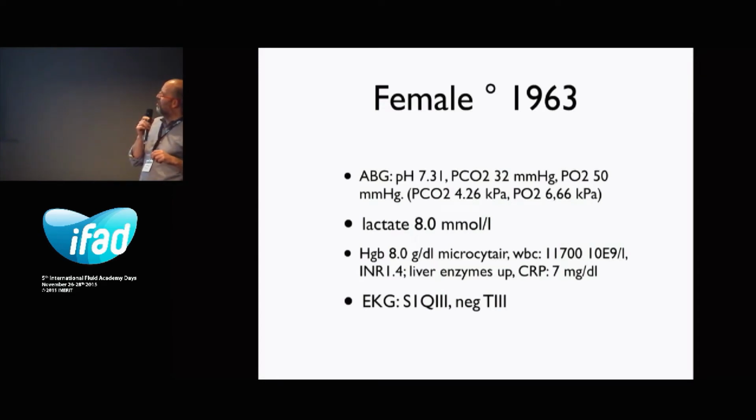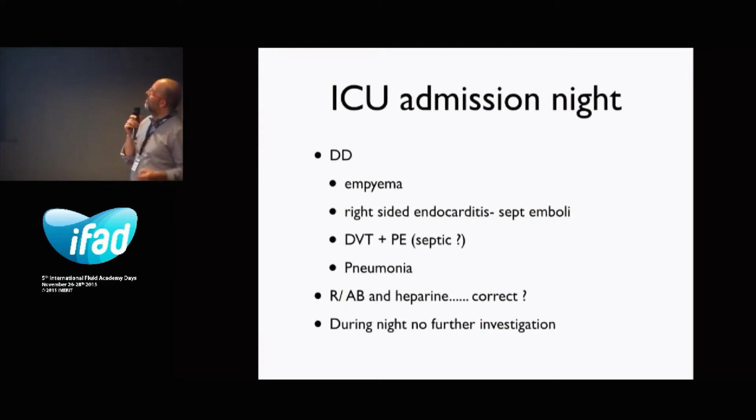not that high CRP, and ECG signs could be fitted with pulmonary embolism. She was admitted to the intensive care, with a lot of differential diagnoses: empyema, right-sided endocarditis, DVT, pneumonia. So she was blindly put on antibiotics and heparin. Is this correct? You don't have a good diagnosis of what's going on. Heparin is a dangerous therapy for me. And during the night, there was no further investigation.